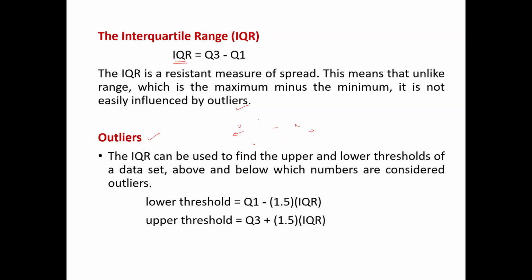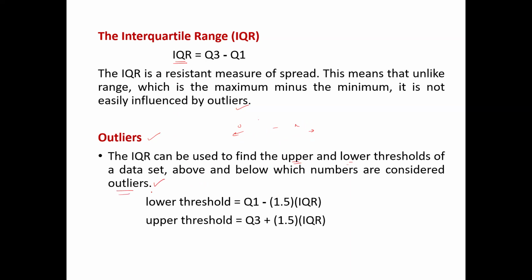So there is a need to find the outliers in the given data set. That is how we are going to find them with the help of IQR. IQR can be used to find both the upper and lower thresholds of the data set, above and below which numbers are considered outliers.